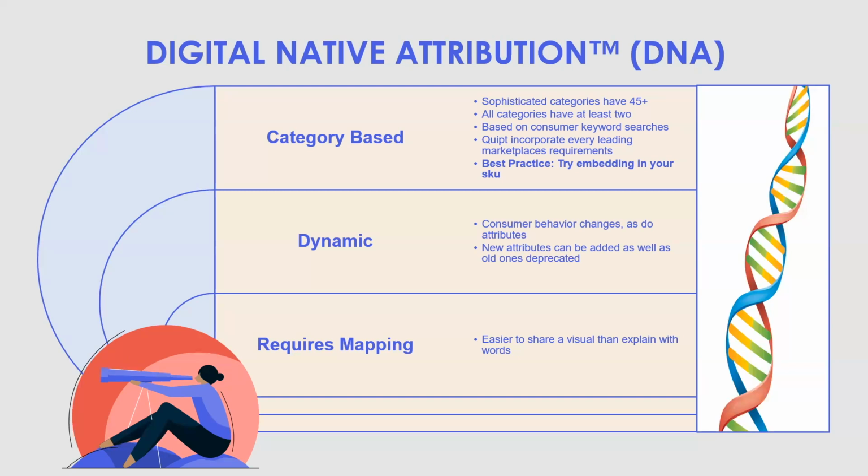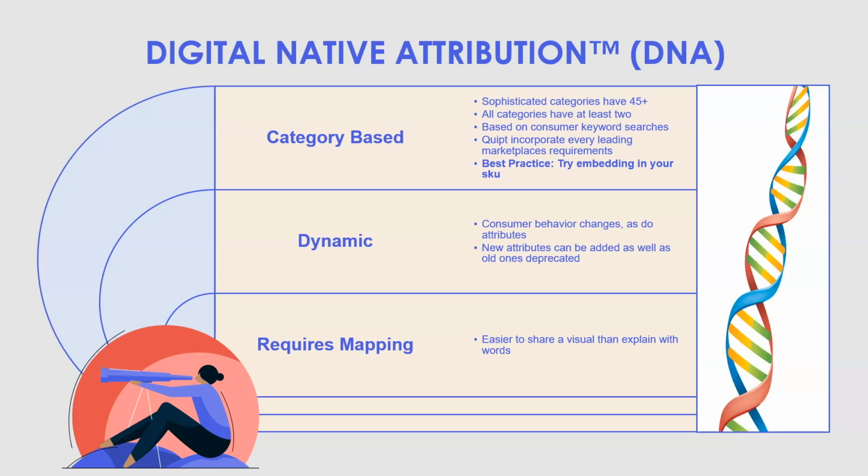Where do these come from? These are driven by consumer keyword searches. And what consumers search for on Amazon might be nuanced differently from eBay, might be different from Walmart, might be different from Back Market. What Quipt does is aggregate all of their required attributes and store those into a single attribute set that can then be mapped to Back Market standards, eBay standards, and so on and so forth.